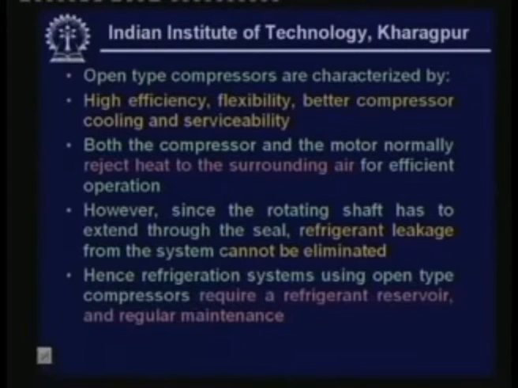Okay, that is the reason they require periodic servicing. Since periodic servicing is possible in large systems where people are available to do the servicing, they are normally used in large capacity systems. In addition, as I have already told you, since they offer higher efficiency, and higher efficiency is very important in large capacity systems, in all large capacity systems open type compressors are used. So, as I have already explained, these compressors require a refrigerant reservoir and regular maintenance.